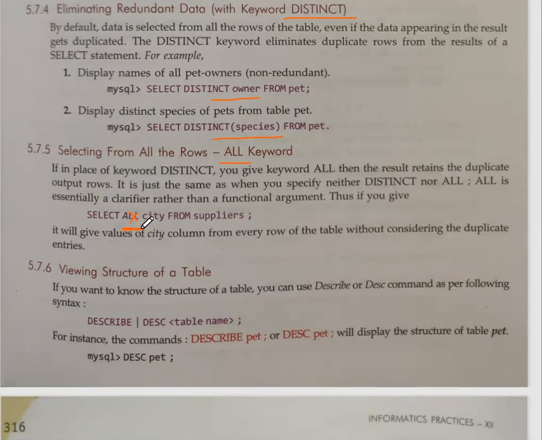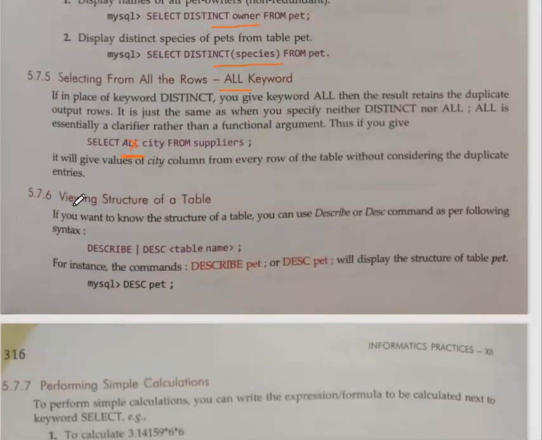But theoretically you must know. The reason is, if the question is what is the difference between distinct and all keyword, in that particular case you must be able to know the meaning of these two. Okay, then to see the structure of a table, we have already discussed either this complete word describe or the short form of this is DESC. Anyone you can write, it is your choice.